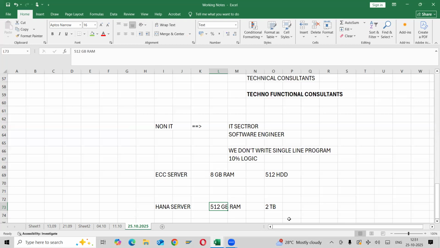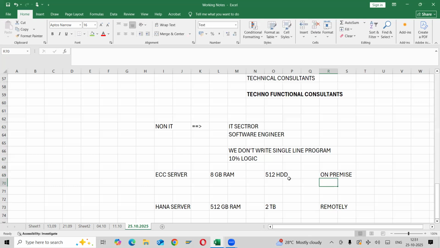So no laptop has this configuration as of now. That is the reason we will take the S4 HANA server access remotely. Right? This we can take. This is not an issue. On premise we take on your laptop.